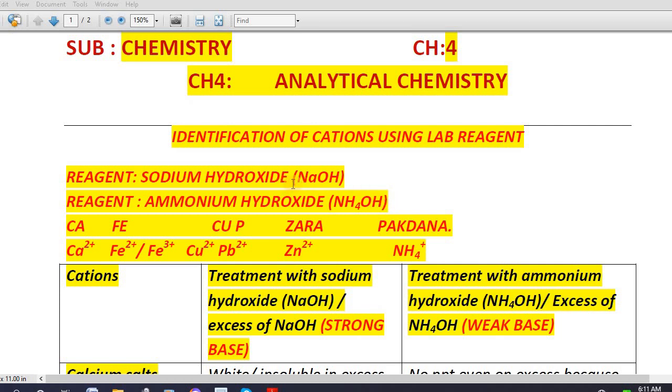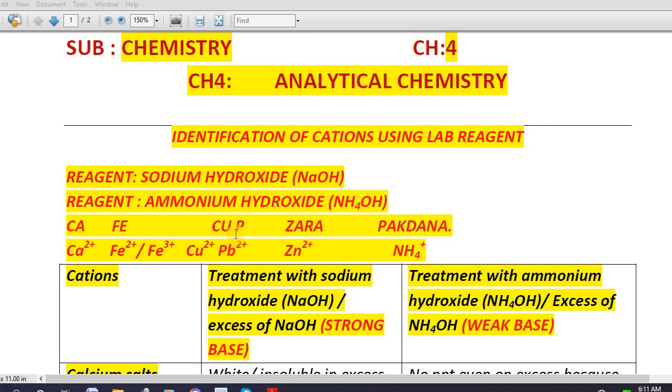A strong base is completely ionized. It gives the maximum number of OH negative ions. But ammonium hydroxide is a weak base which undergoes partial ionization and will not give that many OH ions as compared to sodium hydroxide. That means sodium hydroxide will give more OH ions, ammonium hydroxide will give fewer OH ions. Now let us learn this mnemonic to understand more.